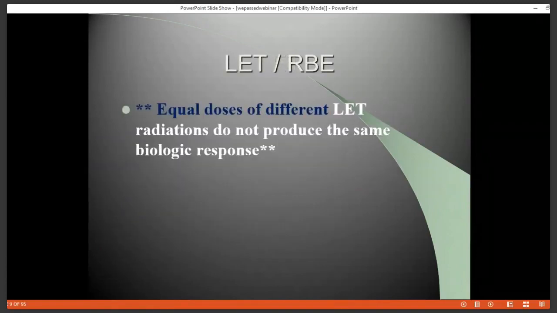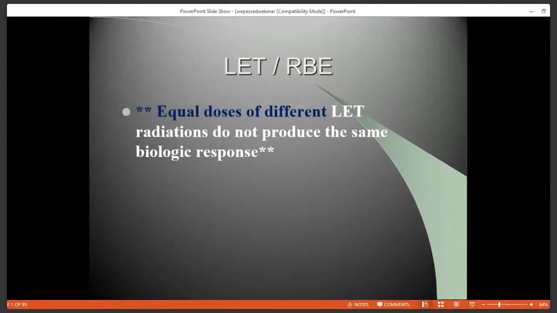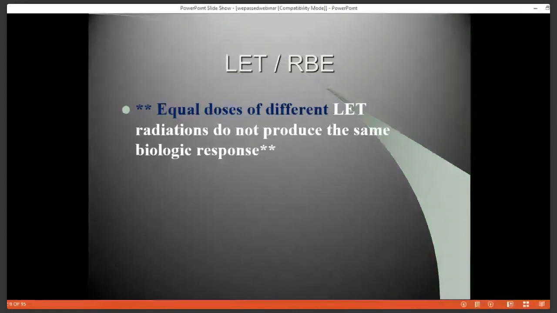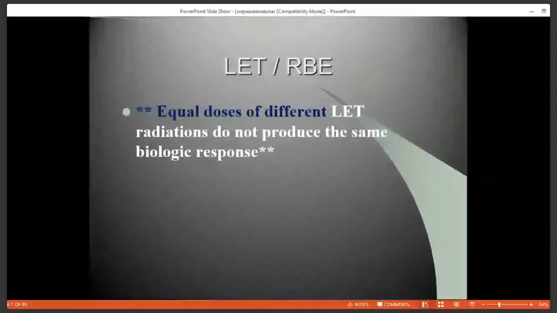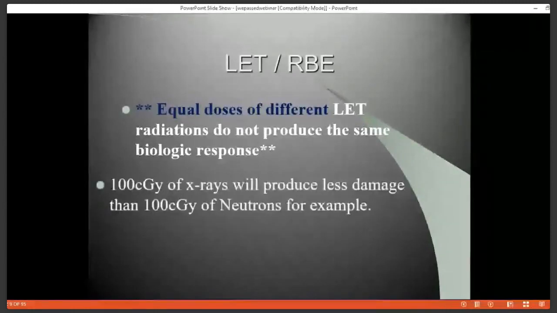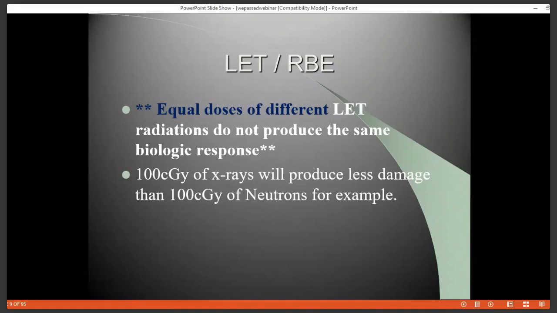Now, one thing to think about is how equal doses of different types of radiation, do they produce the same type of biological responses? And of course they don't. When we treat with protons or neutrons, we would expect to see a lot of linear energy transfer and a lot of radiobiological effect. So X-rays will produce considerably less damage than 100 centigray of neutrons, for example.